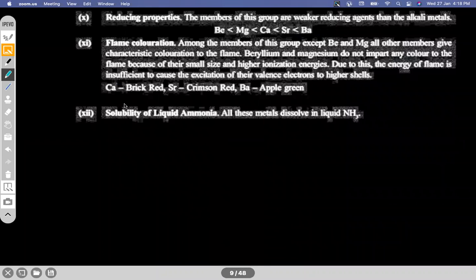Okay, reducing properties. As we go down the group, the metallic nature increases, tendency to lose electron is more, and hence the reducing property also increases. You see, down the group, reducing properties increase. Okay, flame coloration, this you remember, however it is not that important: calcium brick red, strontium crimson red, and barium apple green.